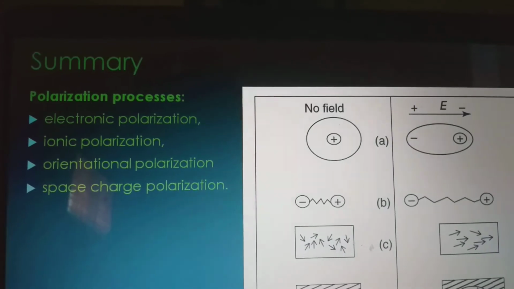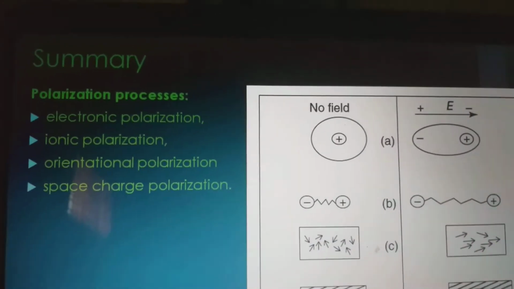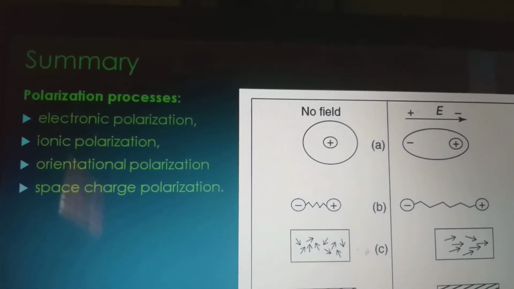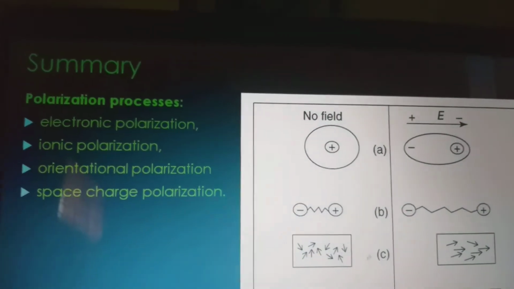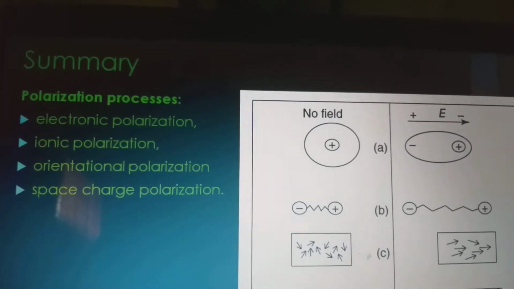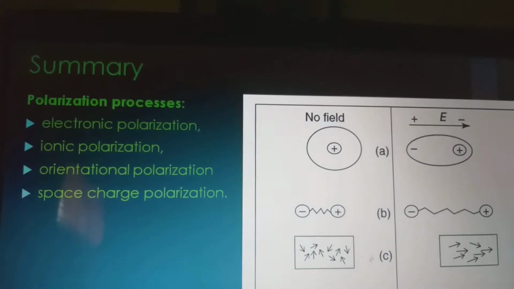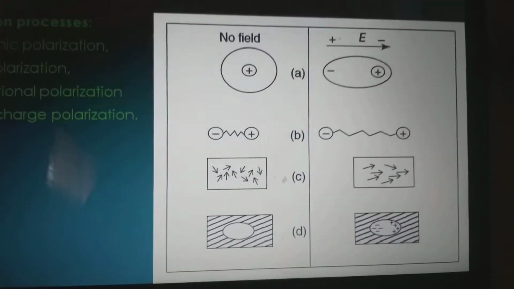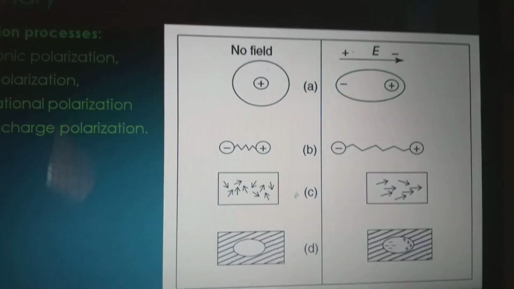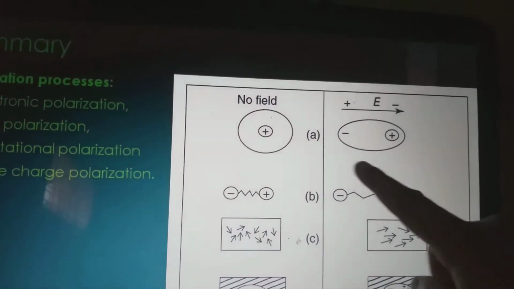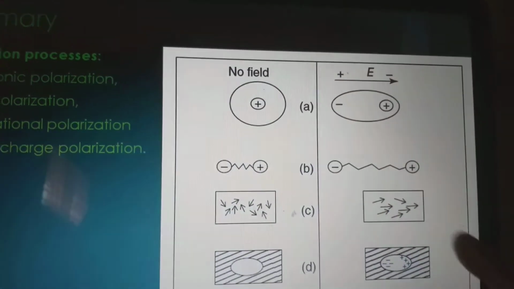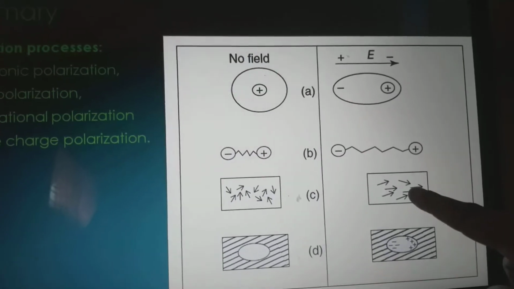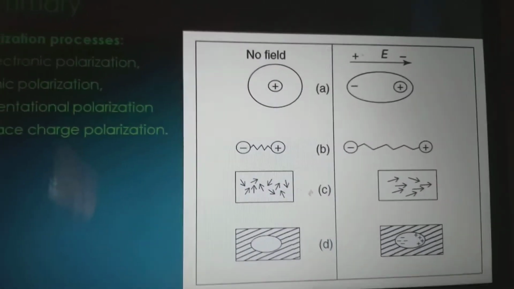At the same time, the ionic polarization occurs in some materials only. The orientation polarization occurs in the polar dielectrics only. So, in short, these four types of polarization may not be occurring at a time. This shows the four types of polarization when we apply a field, and this is the absence of field. So, this is electronic polarization, ionic polarization, orientation polarization, space charge polarization.